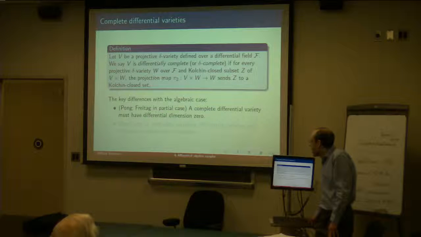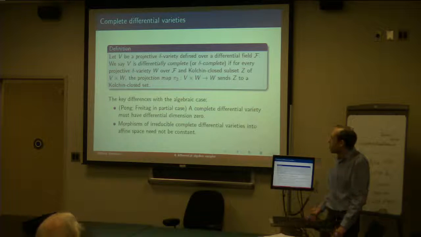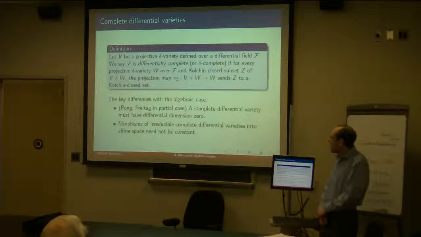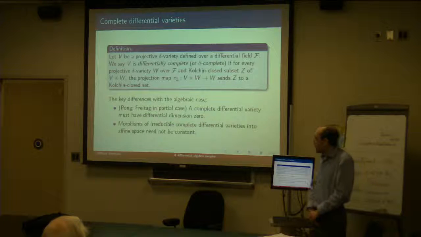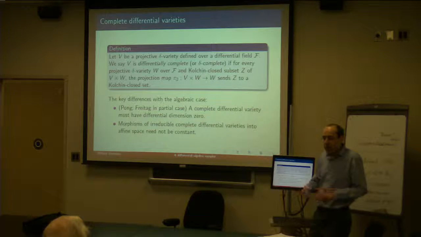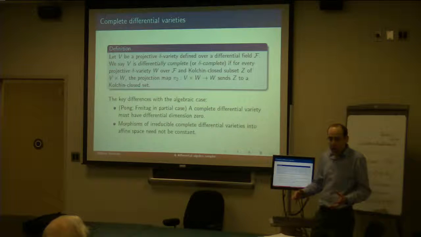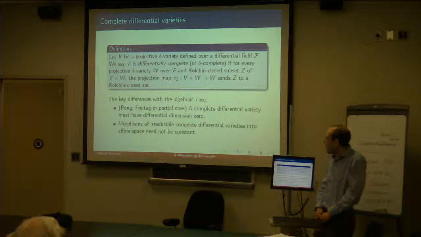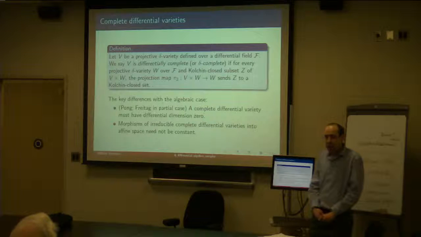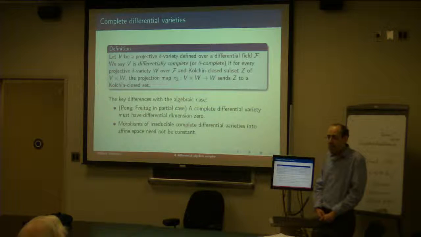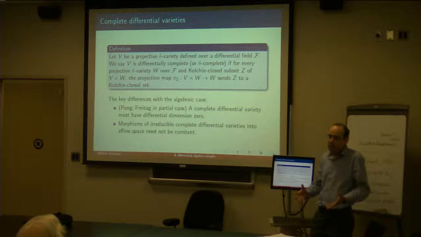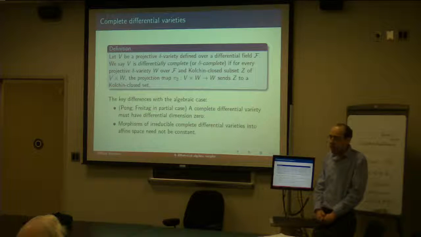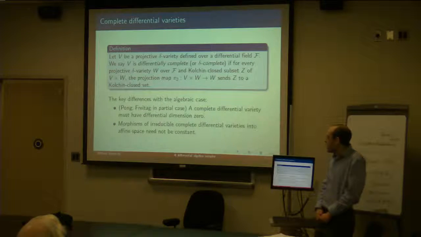So complete differential varieties have to be small, and this is related to the second irregularity that shows up with this notion, namely that one of the prized properties of complete algebraic varieties, say, for instance, if you're just sticking to projective space, projective varieties, is that there aren't very many maps from them into affine space. So if you have a projective algebraic variety, then there are only constant maps into affine space. But that's not the case here.